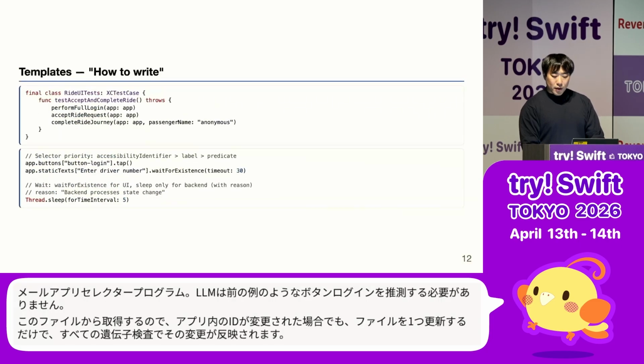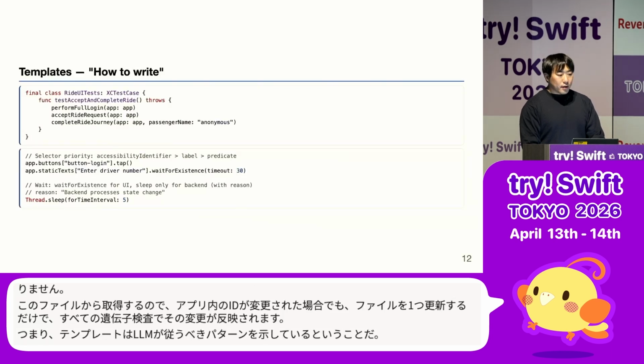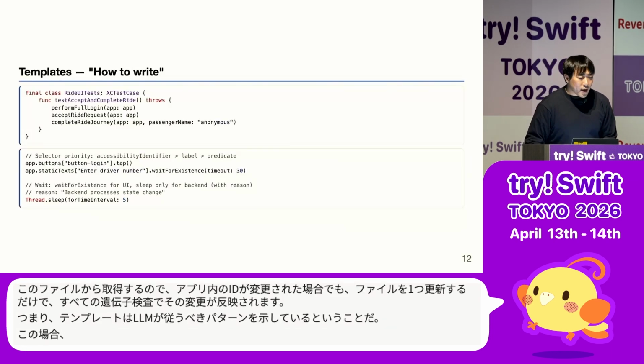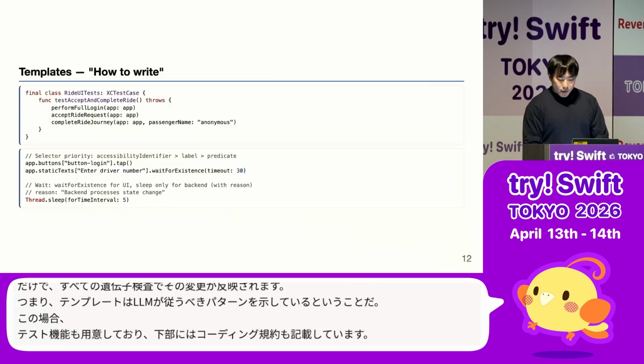So templates show the patterns that the LLM should follow. In this case, we have the testing functions as well, and also some coding conventions at the bottom. On the top, here is the test class structure. It's quite simple and clean, and also uses named functions instead of raw UI actions.